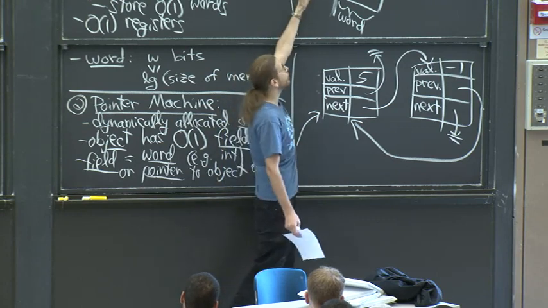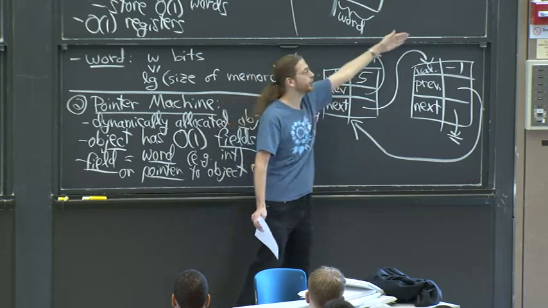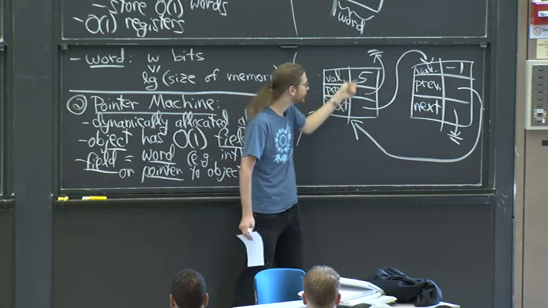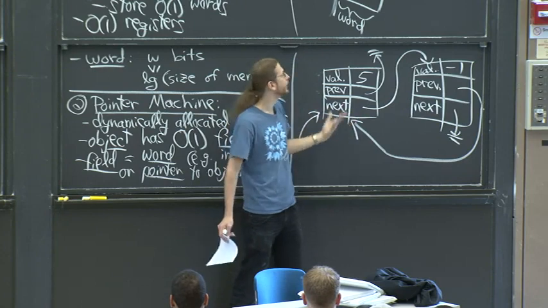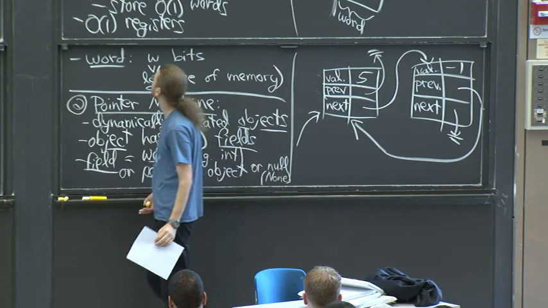Because then you can take a pointer and you can add 1 to it and go to the next thing after that. In this model, you can just follow a pointer. That's all you can do. Okay, following a pointer costs constant time. Changing one of these fields costs constant time. All the usual things you might imagine doing to these objects take constant time.